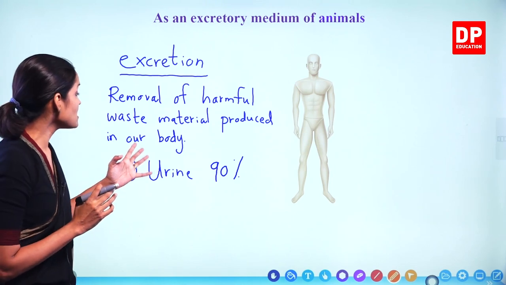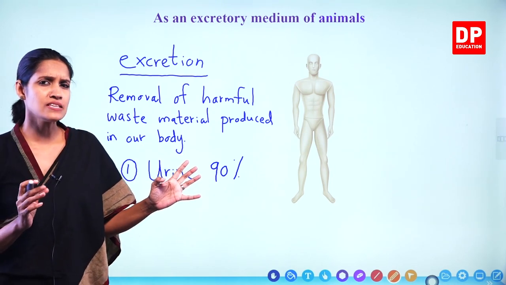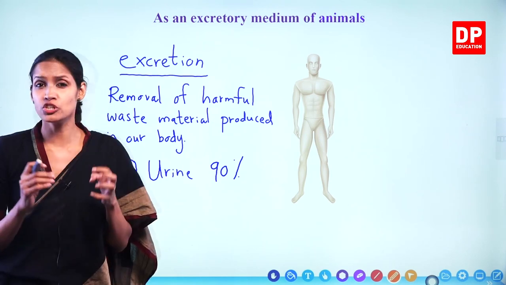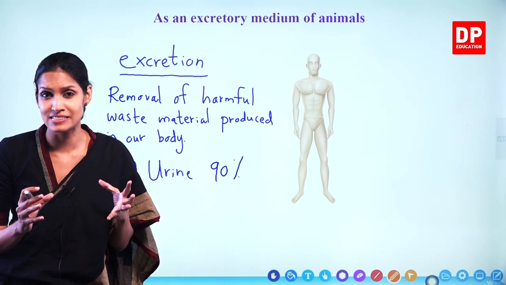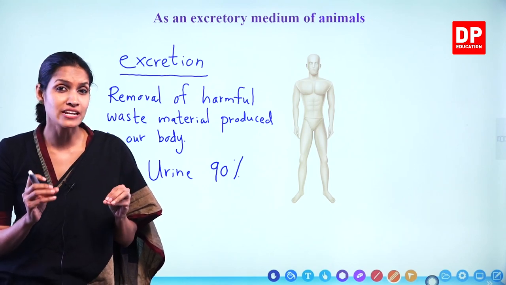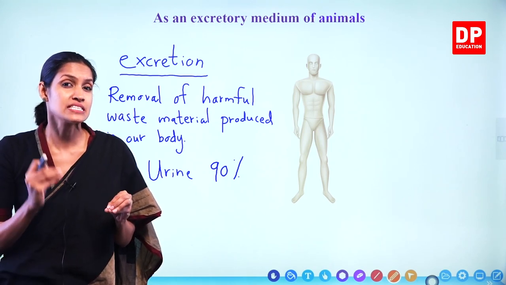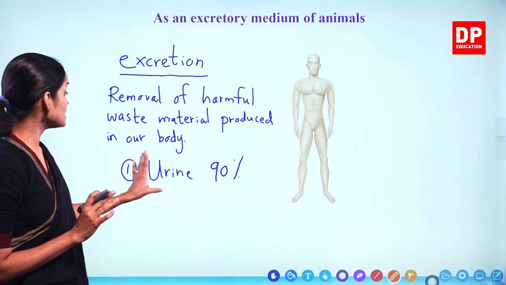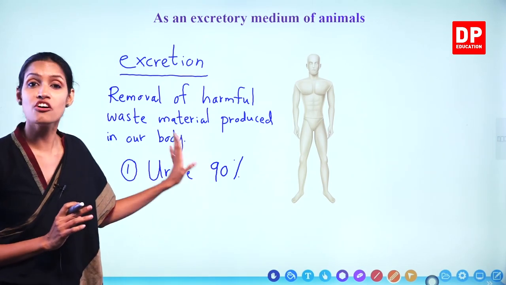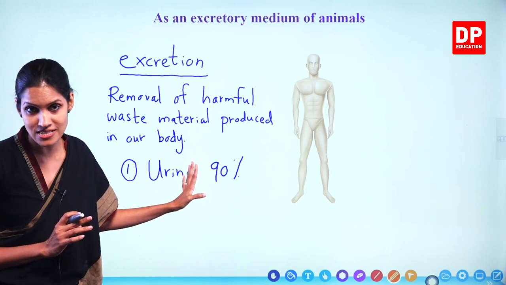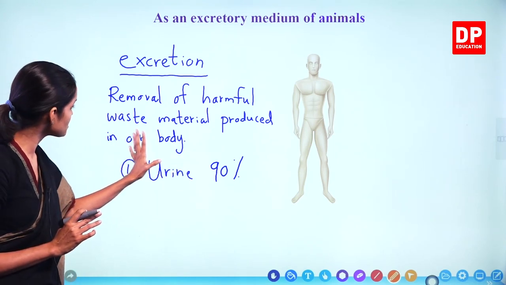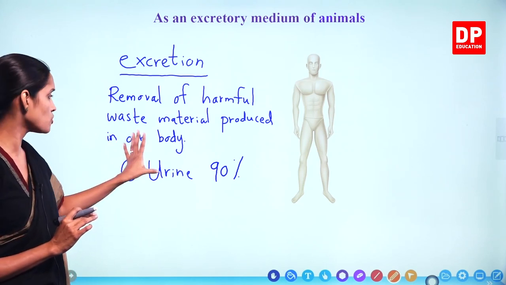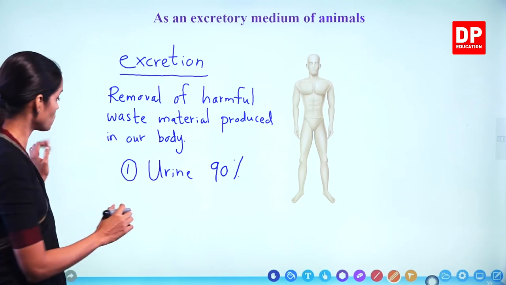Understand? That is why you must have realized that on the days that you don't drink enough water, your urine is very dark in color. That is a sign that your body doesn't have enough water. So urine contains 90% of water. So what are the other waste materials produced? Now this one, urine.